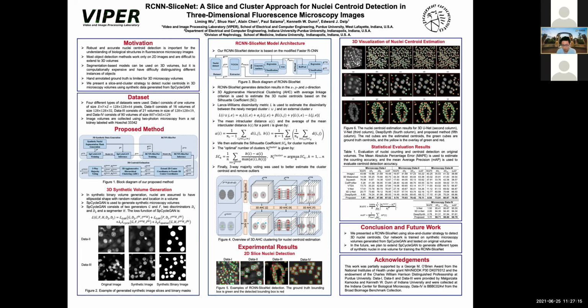For data 1 and data 2, we train our model on synthetic data only, and then tested on the real data. But for data 3, we adopted the idea of transfer learning. So we first pre-train our model on the synthetic microscopy data 3, and we updated our model on several volumes of real microscopy data 3. And finally, we evaluated on the rest of the real data 3.